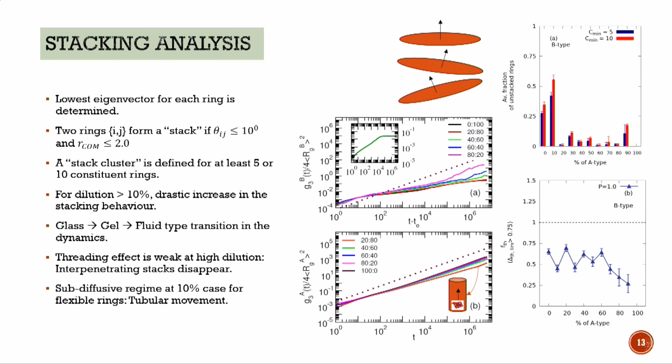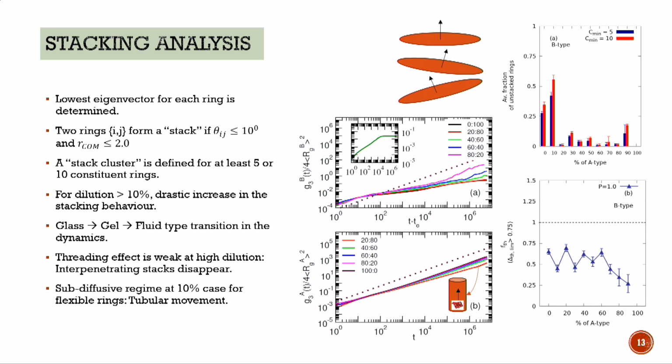And so here I want to highlight the dynamics of the systems. You can see that the bottom part is for the flexible rings, and the top part is for the stiff rings. For the stiff rings, at the lower concentration, it is still very much glass-like, where the dynamics is very poor. Then it slowly starts to rise, becomes more gel-like, and then at 80%, it is mostly a fluid mixture.